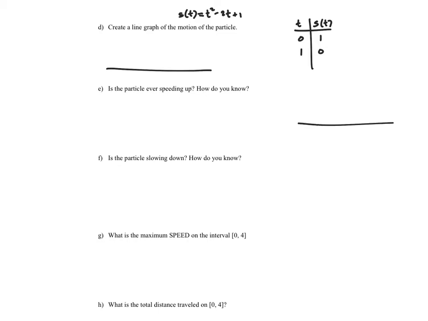So let me resketch v of t here. We had 0, negative 2. We had 1, 0. And then we just had this line, right? So on this interval, I think I made it green, we said the particle is moving to the left. So between 0 and 1, the particle is moving to the left. And then after 1, the particle is moving to the right. Therefore, I can see that the point at 1, 0 will end up being the leftmost point on this motion graph.